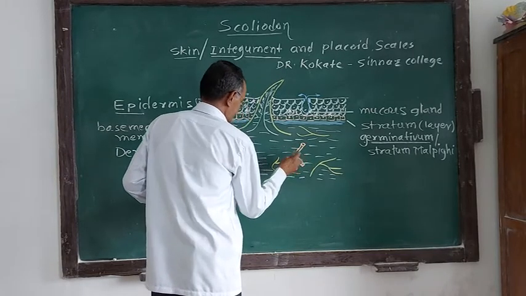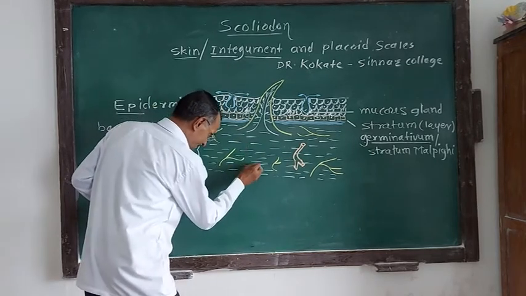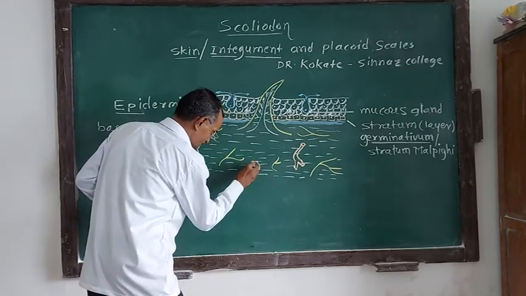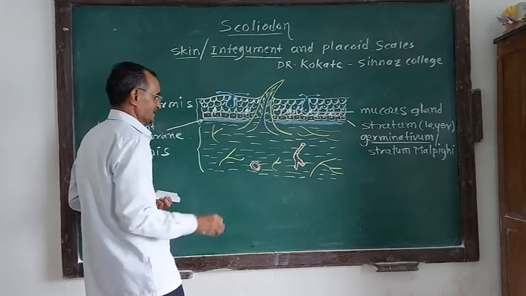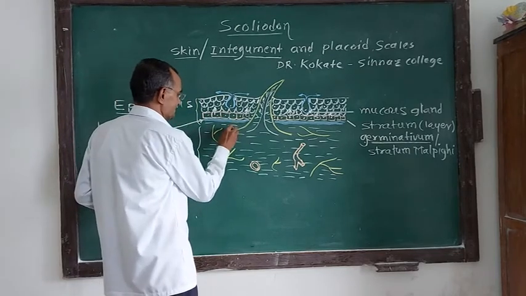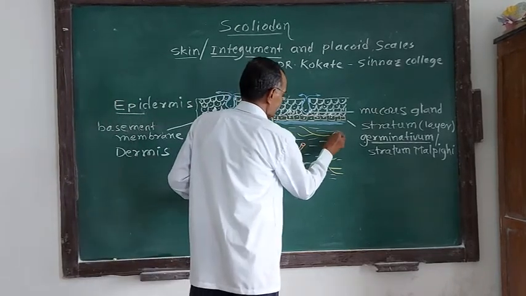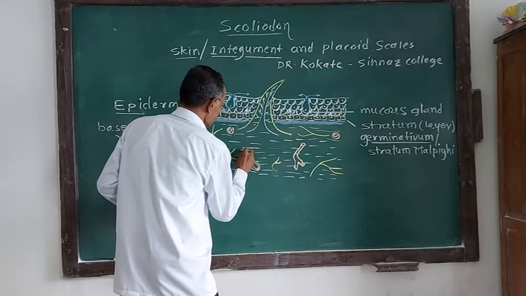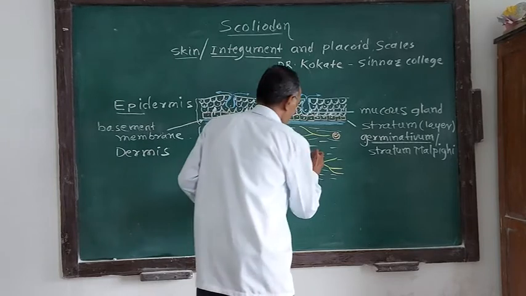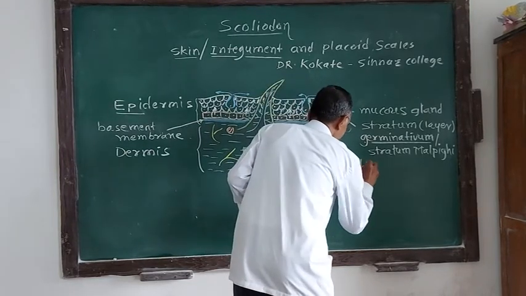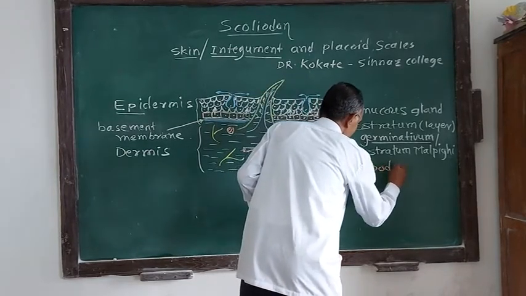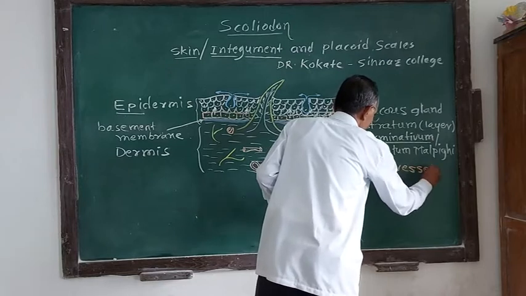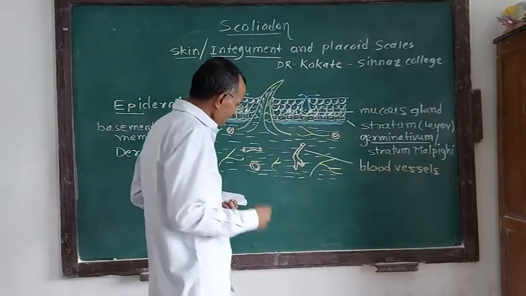So, blood vessels. Sometimes in a section the blood vessel is seen in transverse section. So these are the blood vessels present inside this dermis. So I label here blood vessels. Do you get my point? So what have we seen?